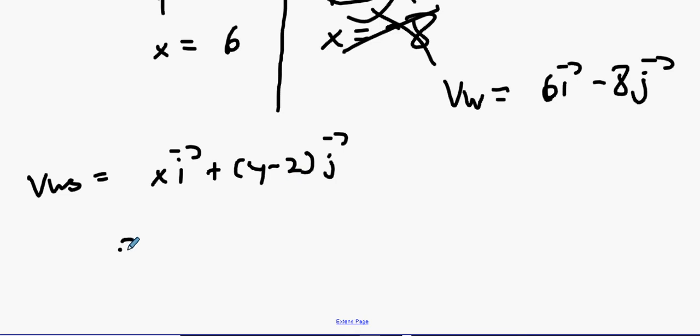And in this case it's going to be 6i plus, what's y again? Minus 8 minus 2j.